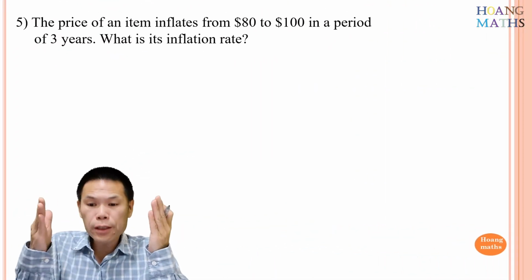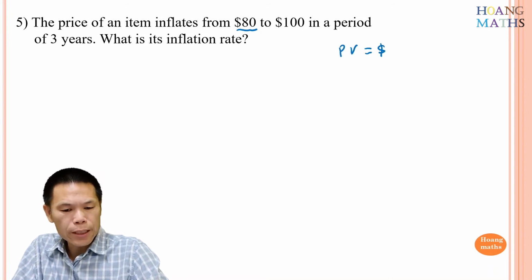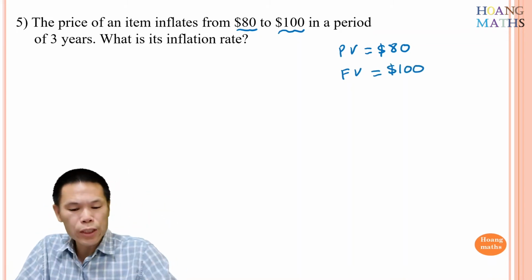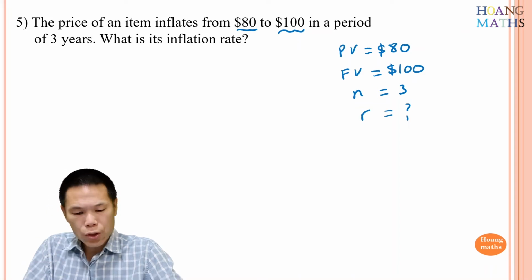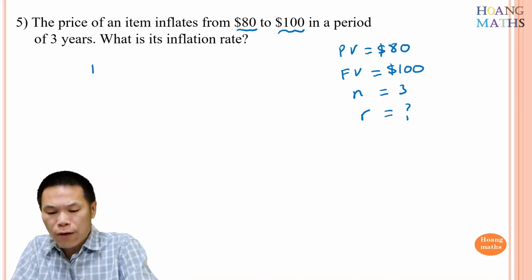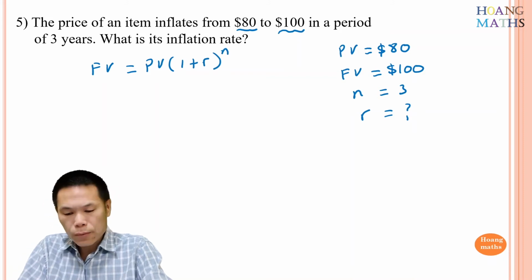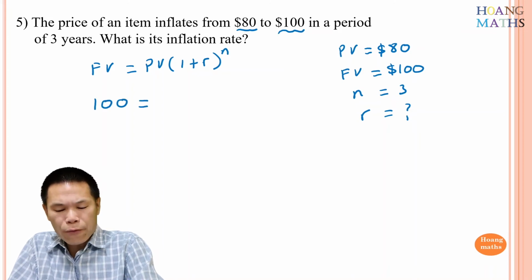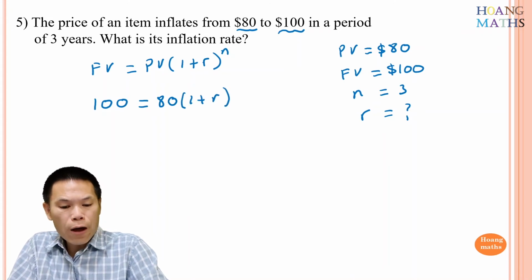Next one. So first of all, we know that the present value is $80. So PV is $80 and the future value is $100. And we know that the time is 3 years, so N is 3. This time we need to work out the rate, R. The formula for future value is equal to present value times 1 plus R to the power of N. So just substitute this value in, that's all. The future value is $100, present value is 80, and 1 plus the rate to the power of 3.